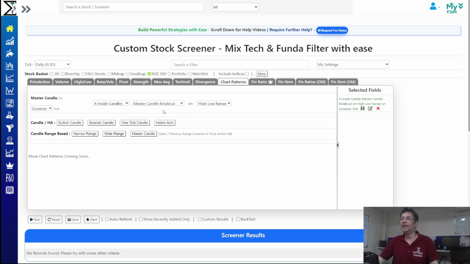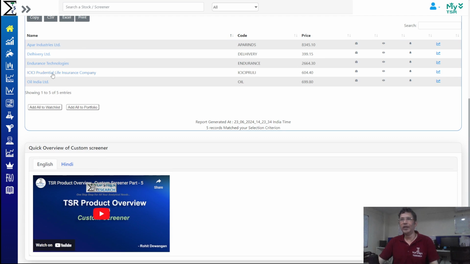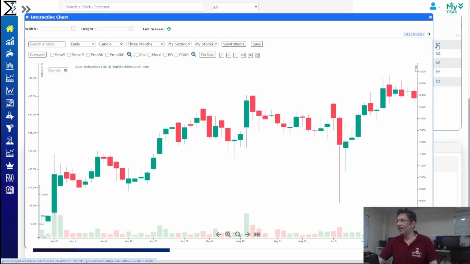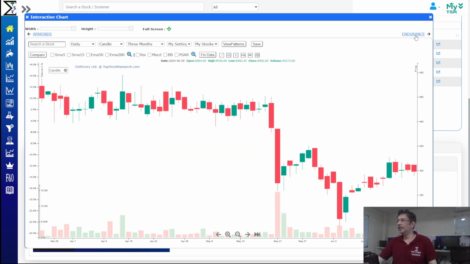Okay, so let's look at the plain master candle to see if there's any record. You see there are a few records where Apar Industries has made a master candle. This is the range of the master candle from here to here, and then there are 4 subsequent small candles which are within it. The number 2 is Delivery. If you see, there's a master candle here, and then here, and the subsequent candles are within that range, right?